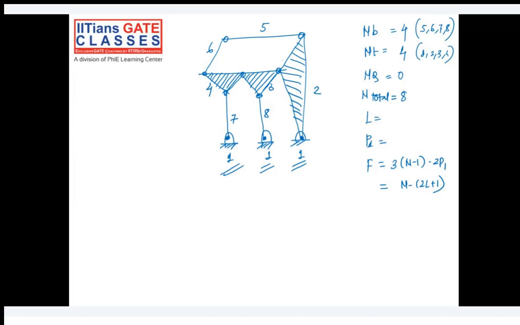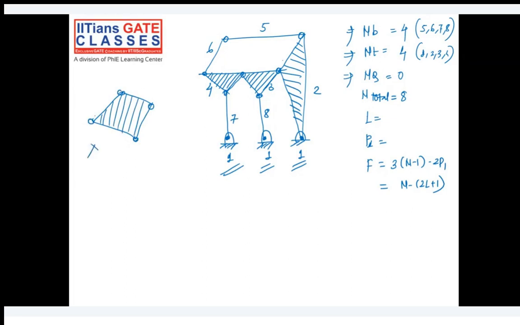Are you following? Yeah. So we have binary links. Total number of binary links are 4. Total number of tertiary links are also 4. Quaternary links are 0. You don't have any link in this mechanism with 4 ends, right? Quaternary link will look something like this. Okay, 1, 2, 3, 4, but it's not there in this. So NQ is 0. Total number of links are 8.